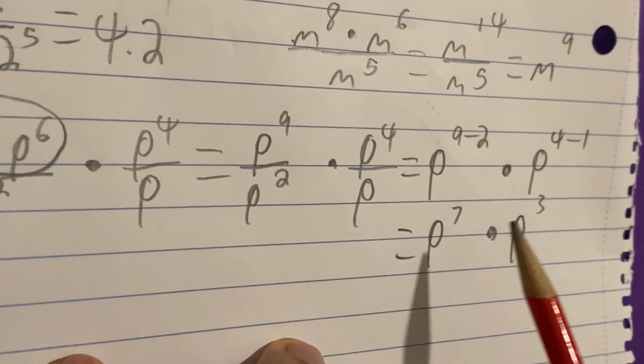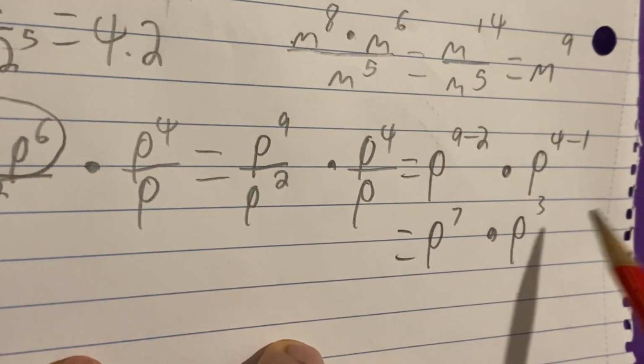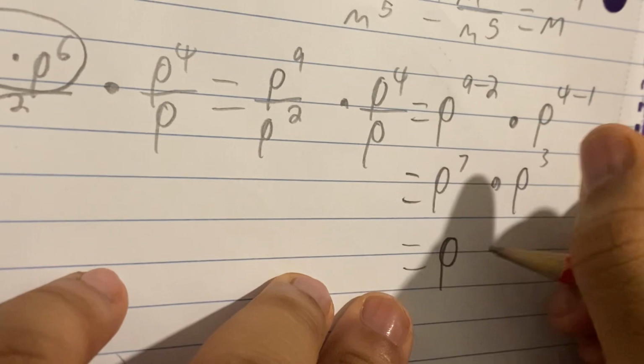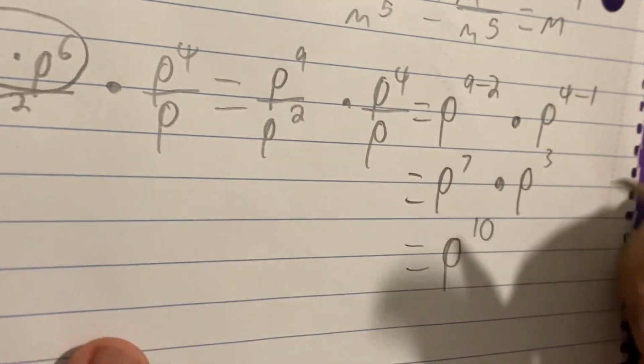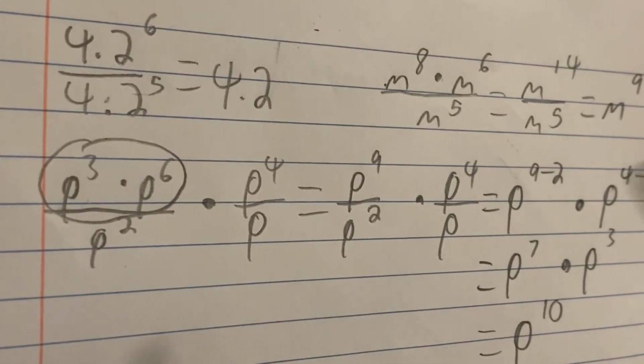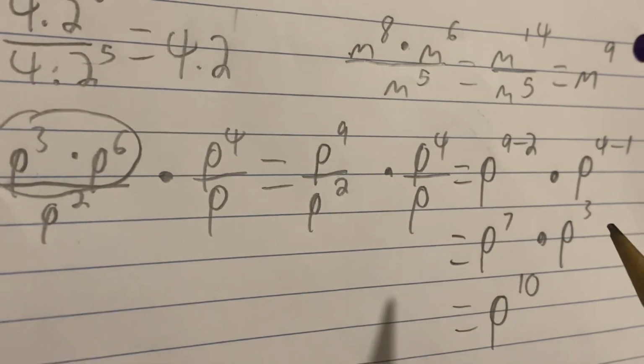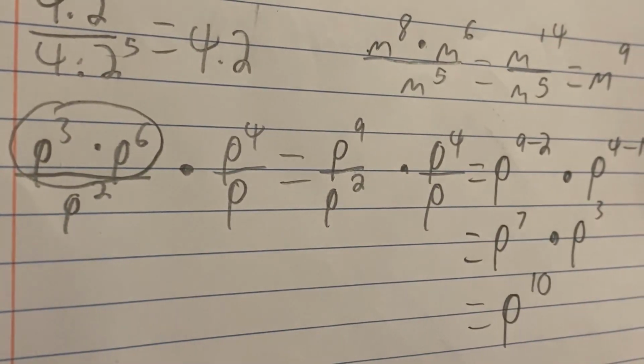So then since we're multiplying, we're going to add these two exponents. What's 7 plus 3? 10. So therefore, our grand answer is going to be p to the 10th power. I hope you guys all learned how to divide, or basically subtract exponents, and how to follow the quotient of powers rule.